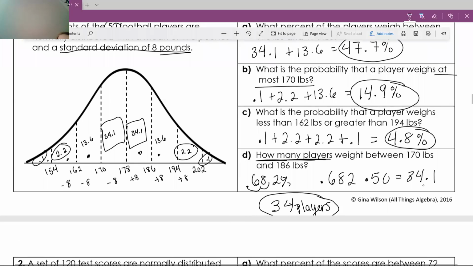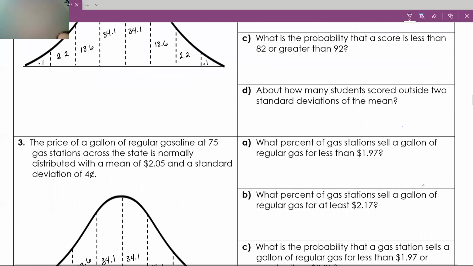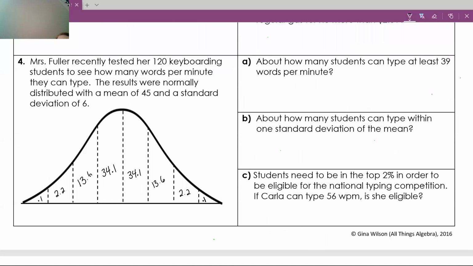Let's do one more example. Let's do number 4. I already wrote in my percentages. If you need to pause to write in yours, pause.